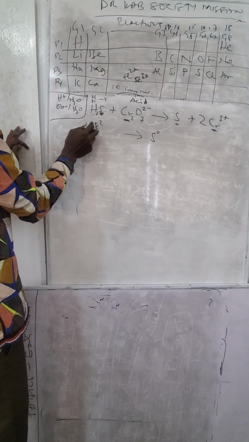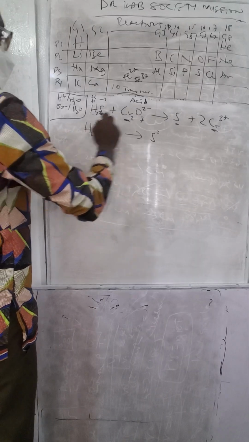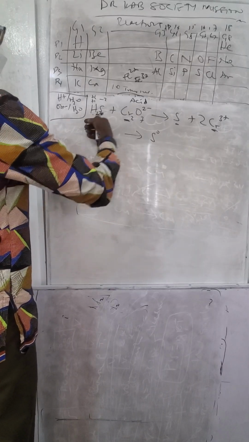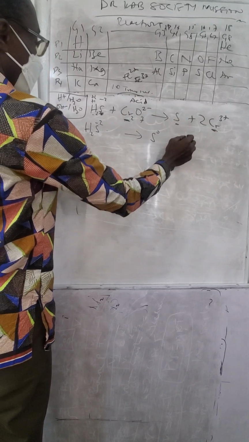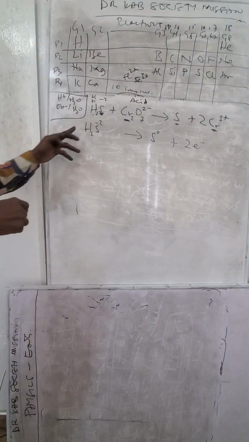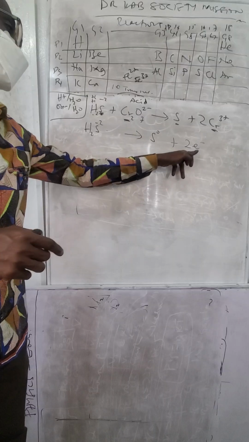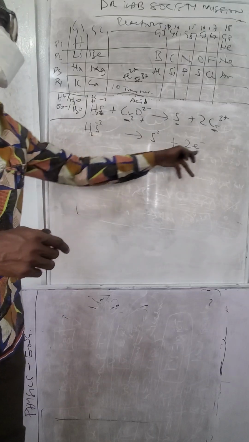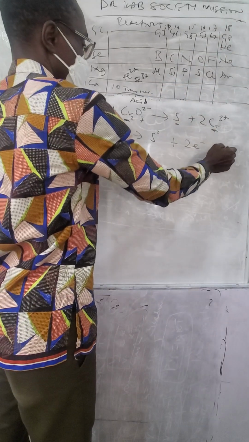So what do you think has happened? From minus 2 to 0, what has happened? It means electrons have been lost. It has released electrons, so this is plus 2e here. Sulfur has lost electrons to come to 0. So this kind of reaction is the oxidation. Here electrons are being released, so this is the oxidation part.